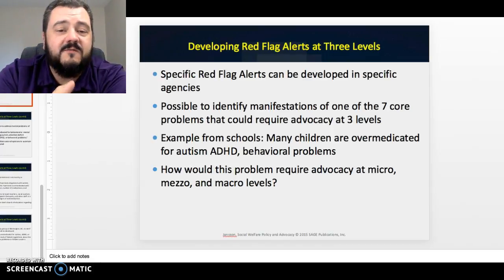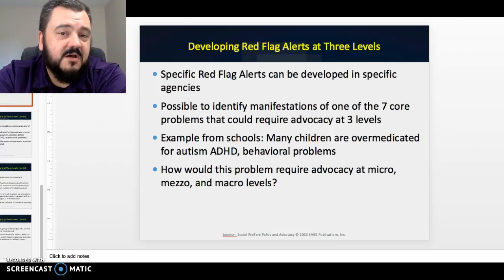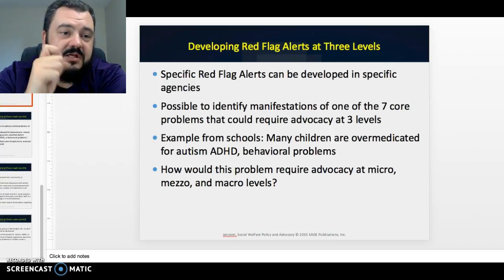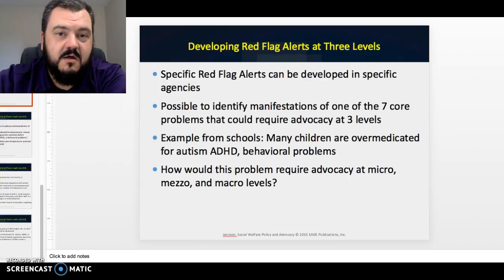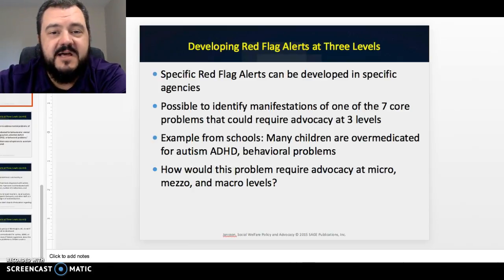What you are looking for with red flags are the specific problems that would fall under any of those main core problems that exist across all of the 8 policy sectors that exist. So the red flags, again, they're specific problems, and they would exist at the micro level, at the meso level, and at the macro level.